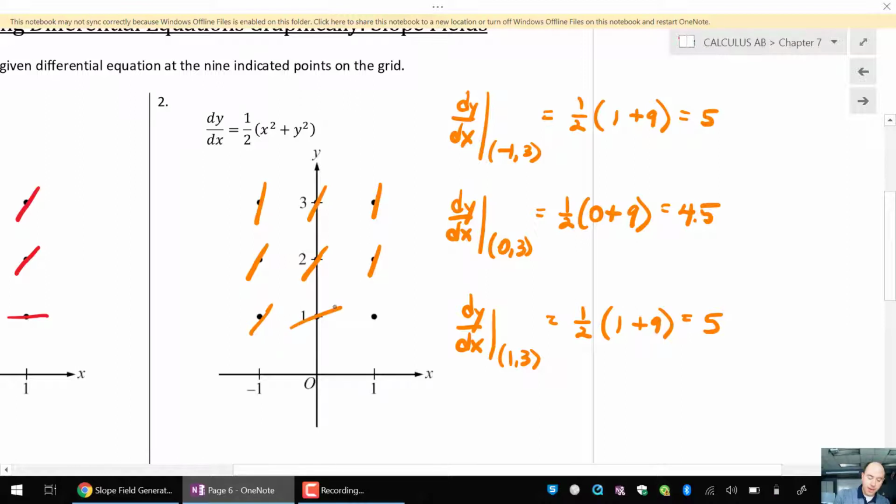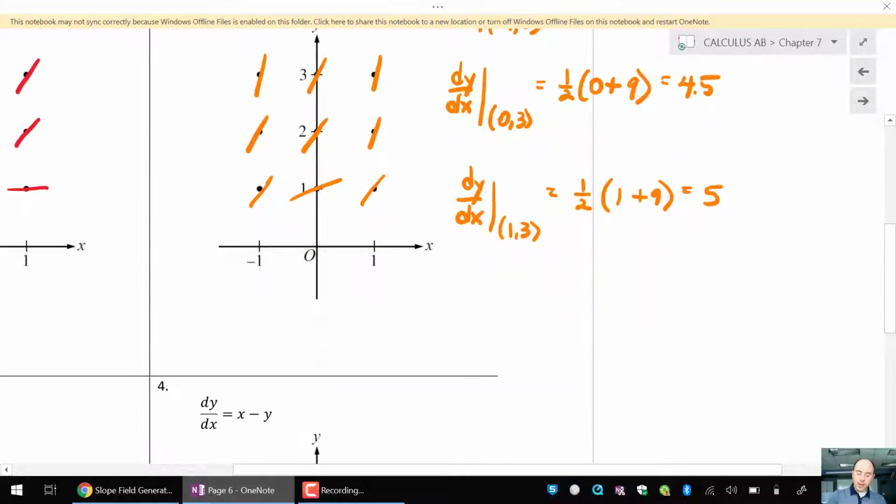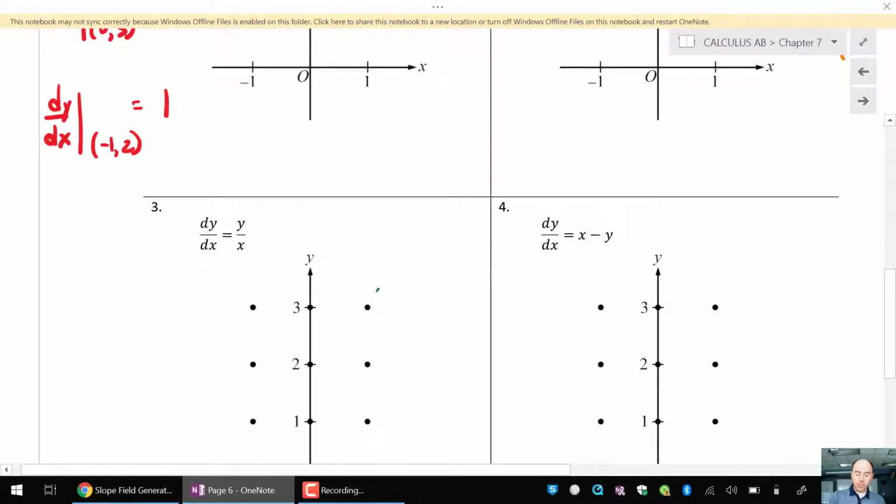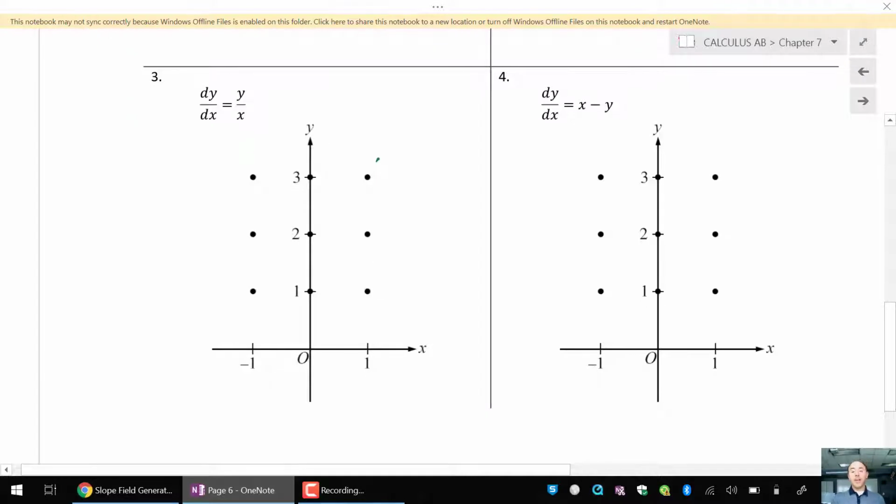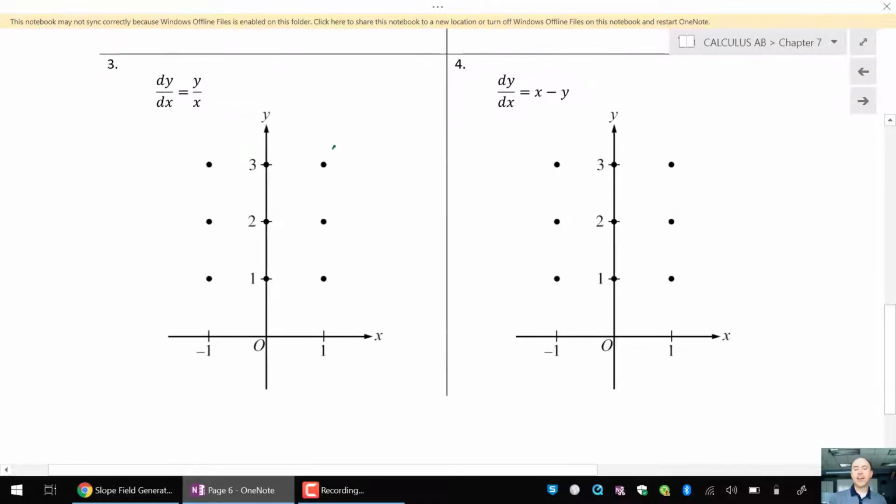So some slopes kind of like that are how I would finish off that slope field. Go ahead and pause the video at this point, and why don't you try 3 and 4 on your own. The slope fields are y divided by x, and number 4, x minus y. So what would be the values of those derivatives as you plug in your x, y coordinates?